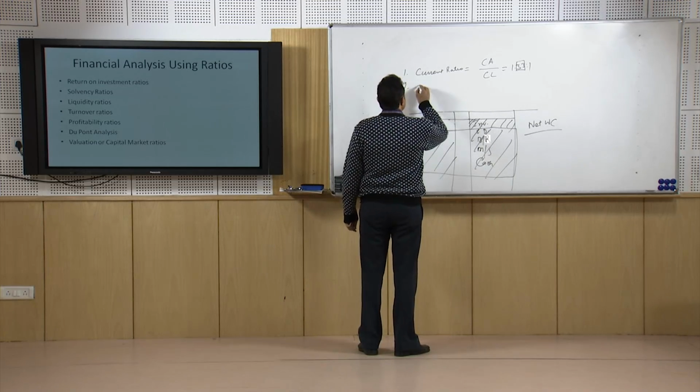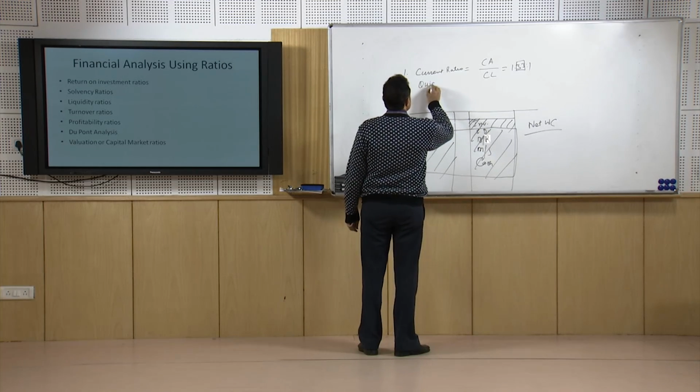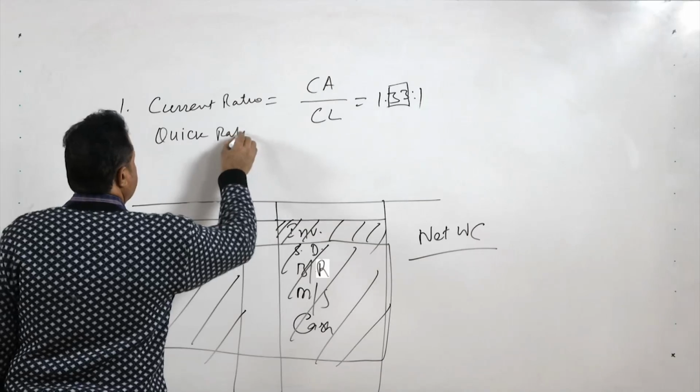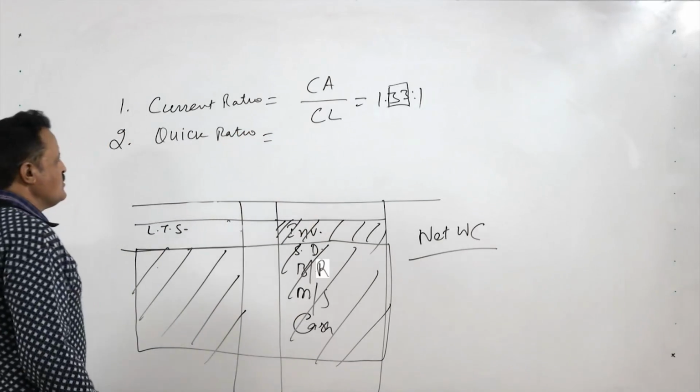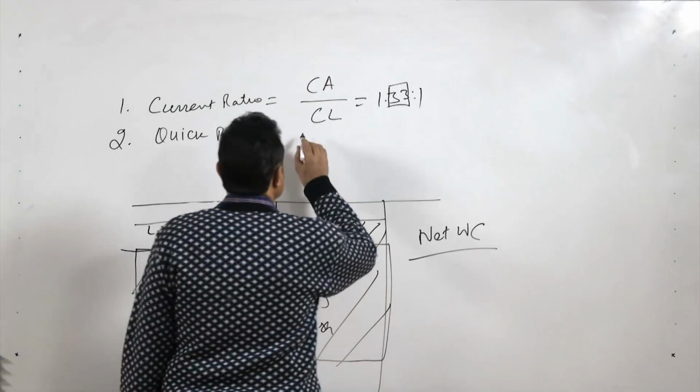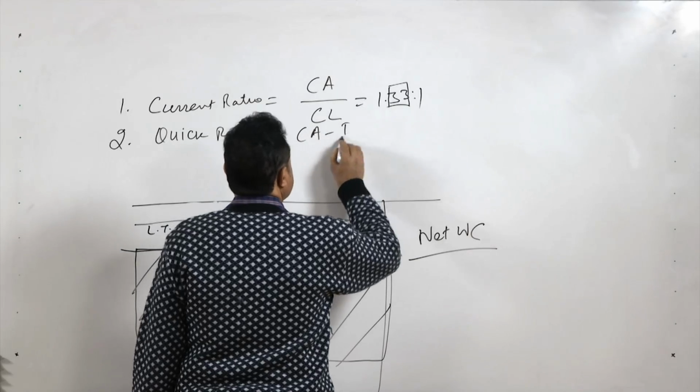The second ratio is the quick ratio. When you calculate the quick ratio, we use the formula current assets minus inventory.